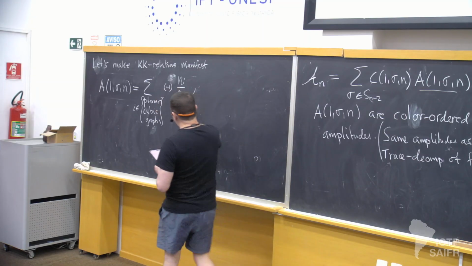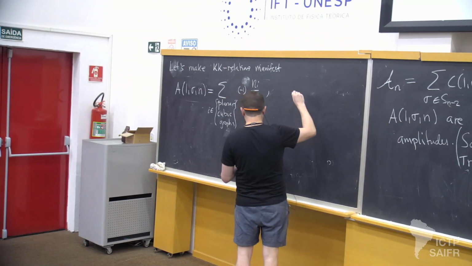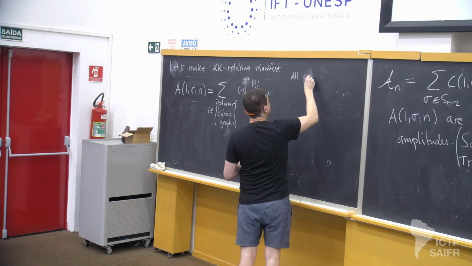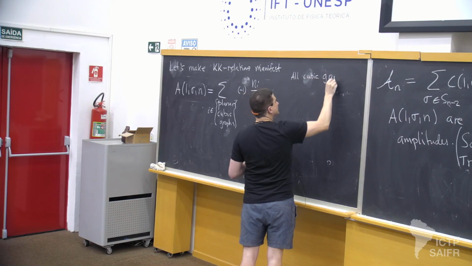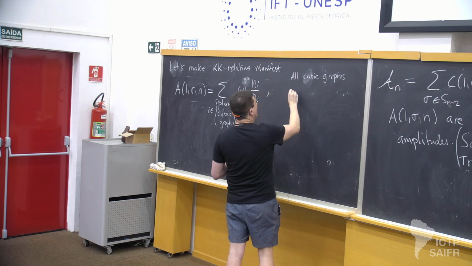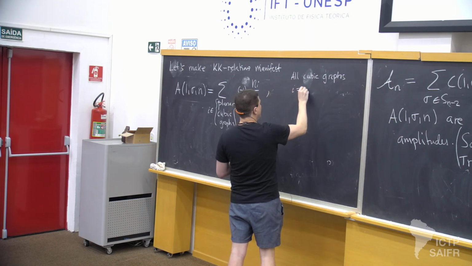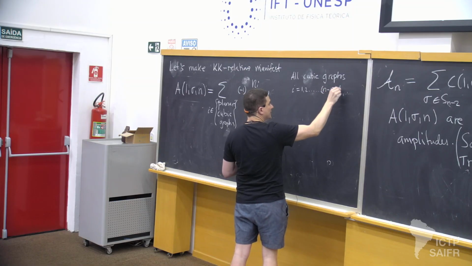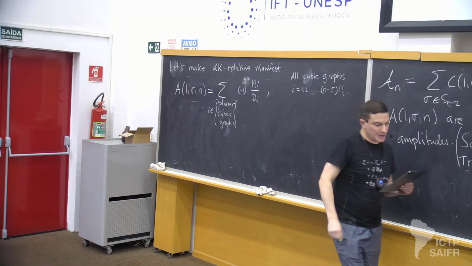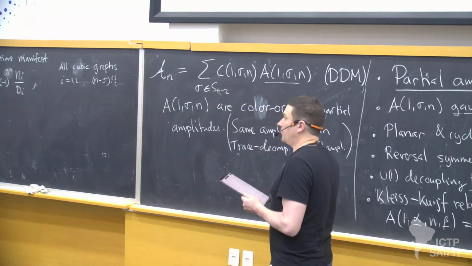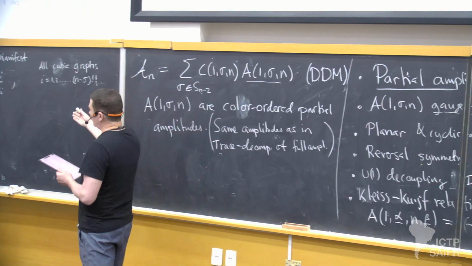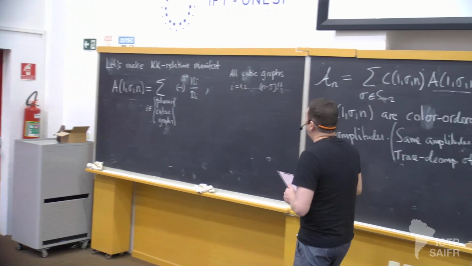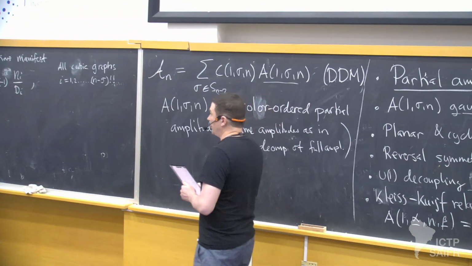And what is this index i here? Well, this is basically just a list of all cubic graphs. So all cubic graphs are given by some list, 1, 2, up to (n-5) double factorial. That's the same number as before, which is no surprise because before we just used these graphs to denote color factors. Now I'm going to use the same graphs to denote kinematic objects. So this is a fully kinematic object, and there are (n-5) double factorial of those objects.